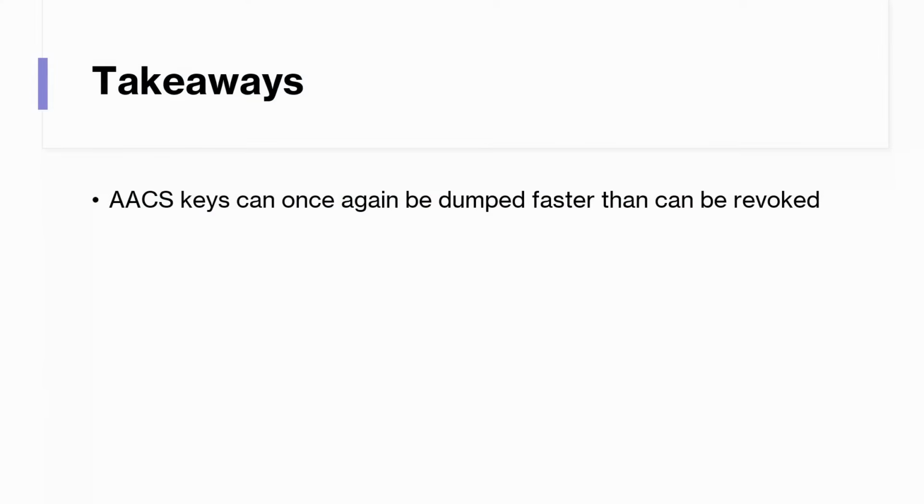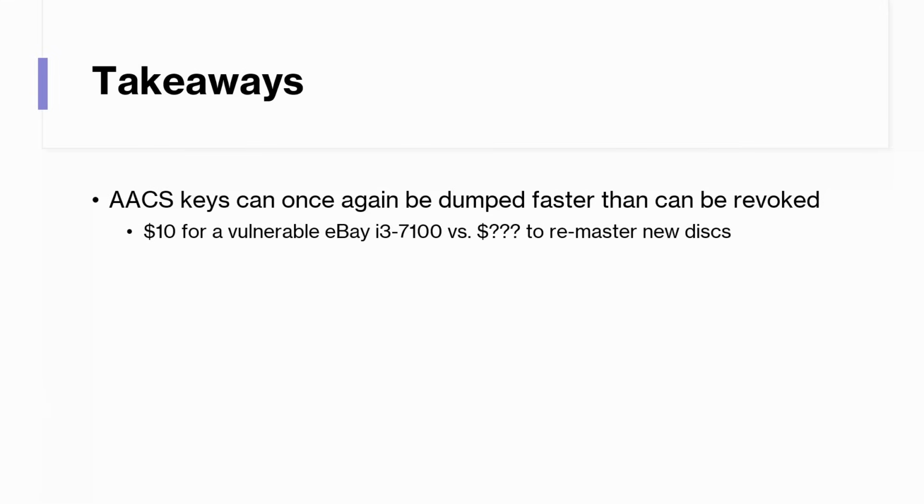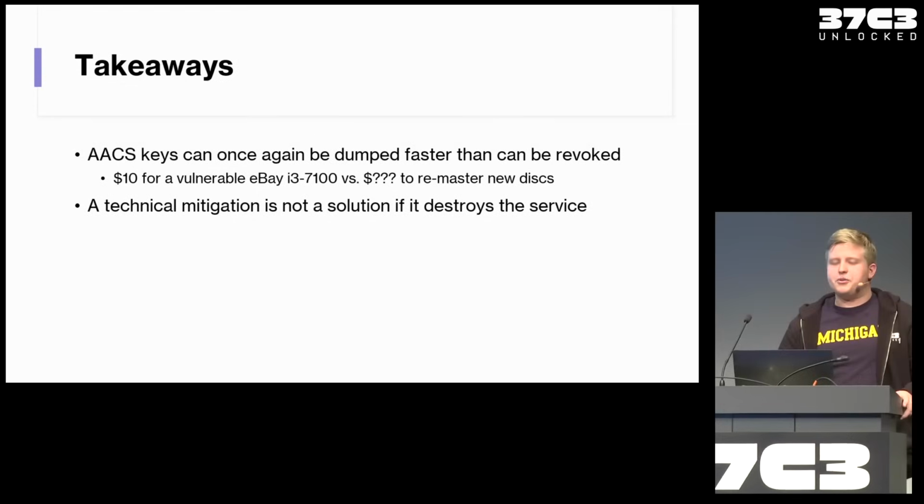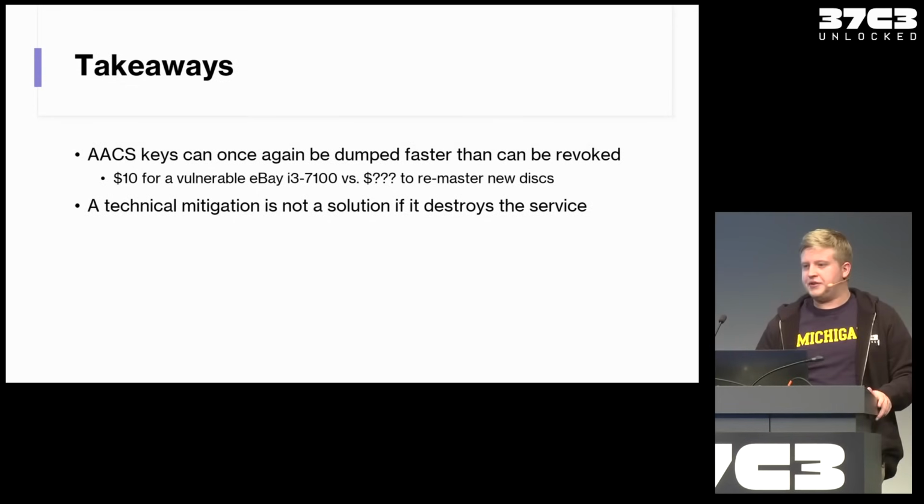So some takeaways. Once again, we are back at the same cat and mouse game where AACS keys can be dumped theoretically faster than being revoked. Because as long as I can buy, or someone can buy, a $10 vulnerable i3 7100 on eBay versus who knows how much it costs to remaster every single disk being made, well, that's an imbalance, an asymmetric amount of effort, time, and money. And also, technical mitigation is not really a solution if it destroys the service.